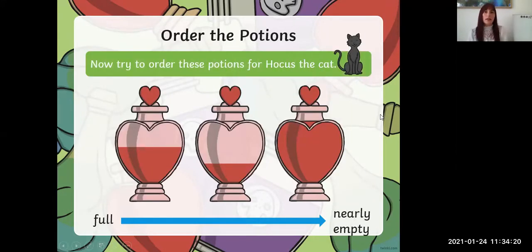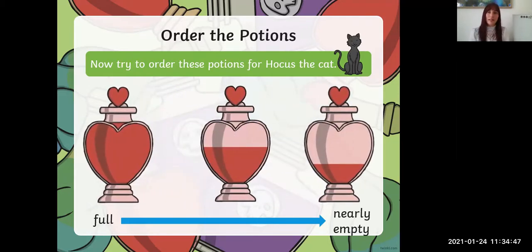This time we're going to help Hocus the cat order these potions. Now look carefully at the bottom, the words have changed. We've still got full at this end, but now we've got nearly empty because there isn't an empty bottle here, is there? So have another think. Which looks full, which looks nearly empty, and which one do you think you're going to put in the middle to order them correctly? Let's see if you were right.